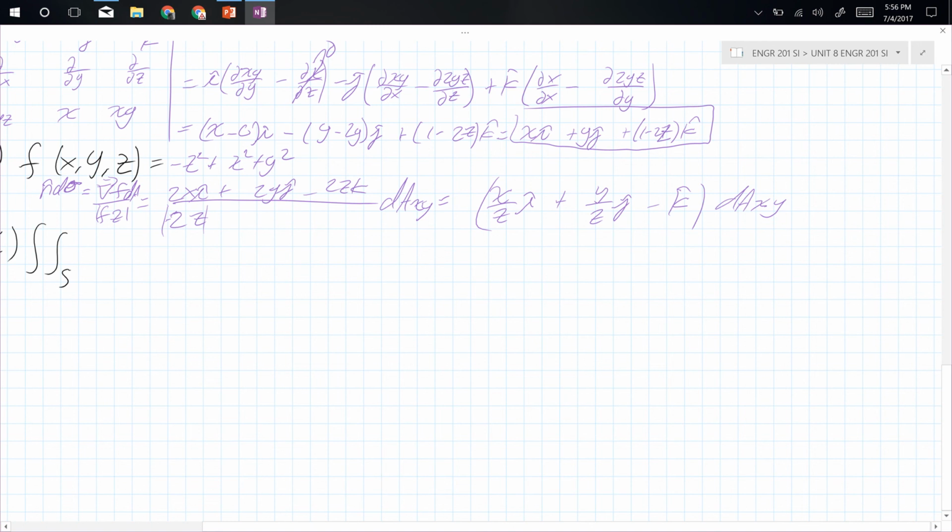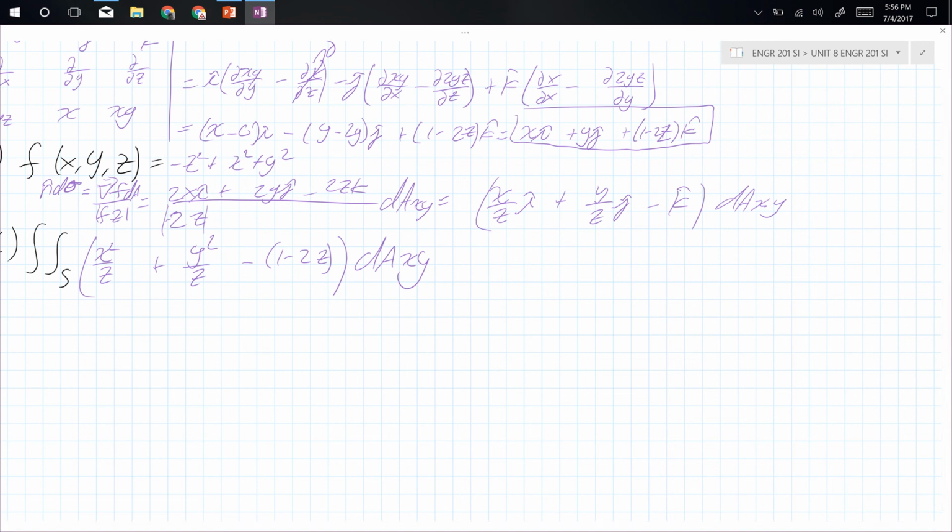So with the i's, you'll end up having x squared over z. With the j's, you'll have plus y squared over z. Then minus 1 minus 2z. And then you'll have dA xy. So we need to get all of this in terms of the area variables.